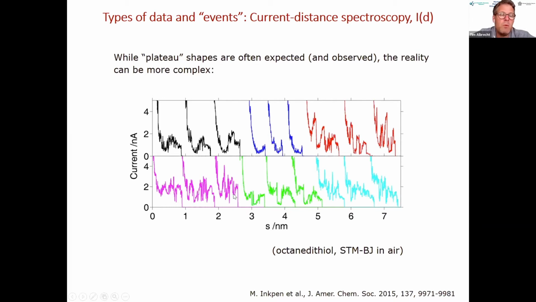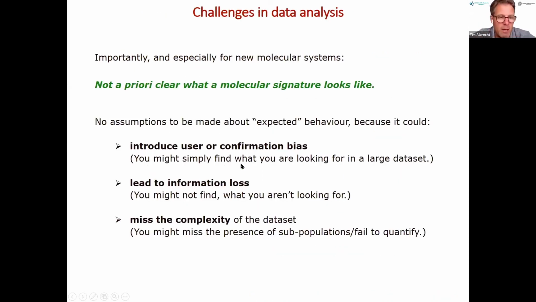And of course, while plateau shapes are observed following our simple model, they are not necessarily the only features that we see. What you see here is taken from a different experiment on octane dithiol. The coloring is essentially a human attempt to group these traces according to similarity. And you can see here that this is not just plateau shapes. There's a lot of non-trivial behavior, sometimes dynamic behavior, involving switching, telegraphic noise. So reality, as often, is a lot more complicated than simply the toy model that we came up with.